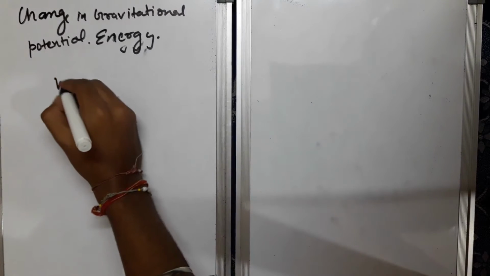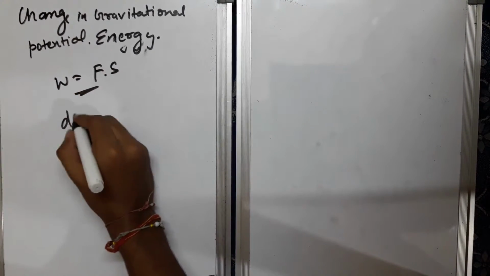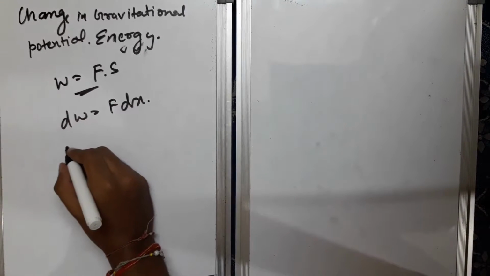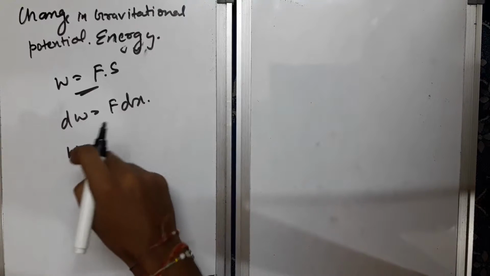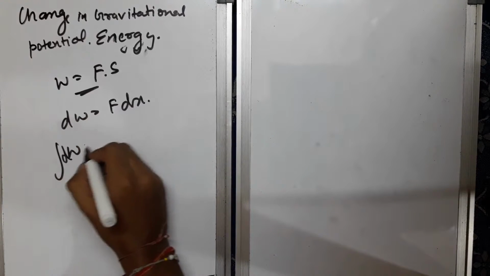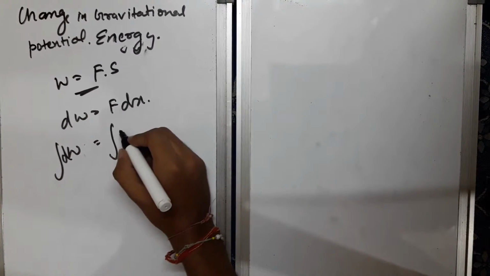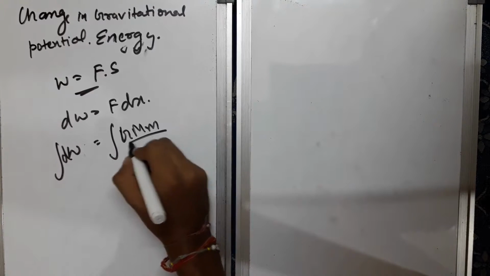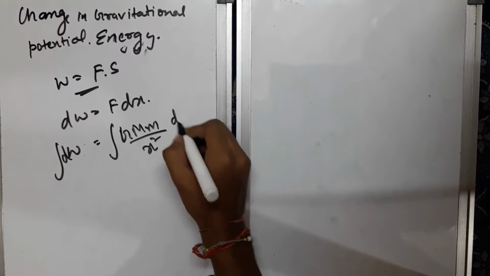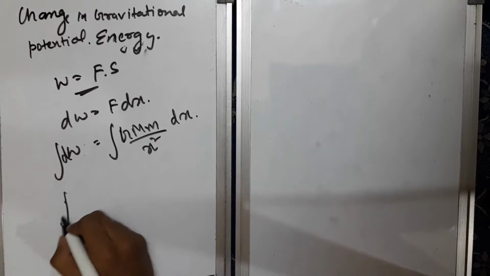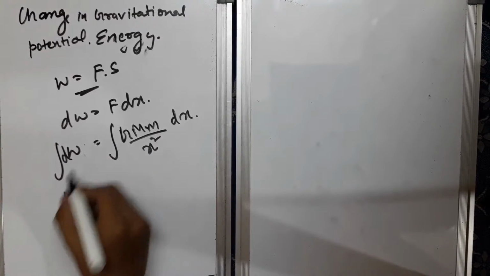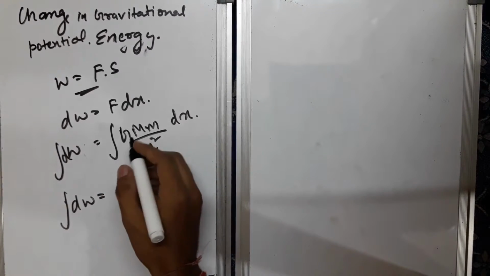We know that work is F dot S. We will differentiate it, F dx, and integrating we get, applying limits also, force is GMm upon x square dx, integrating dW. I'm going to apply limits.